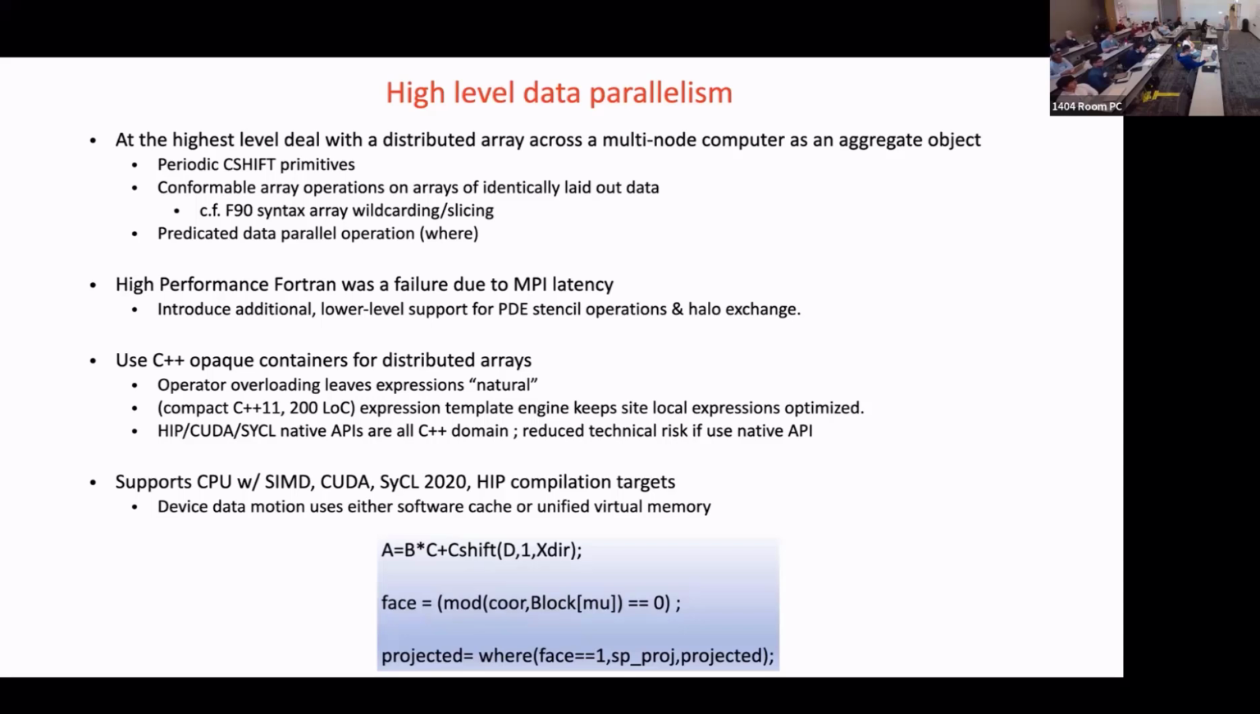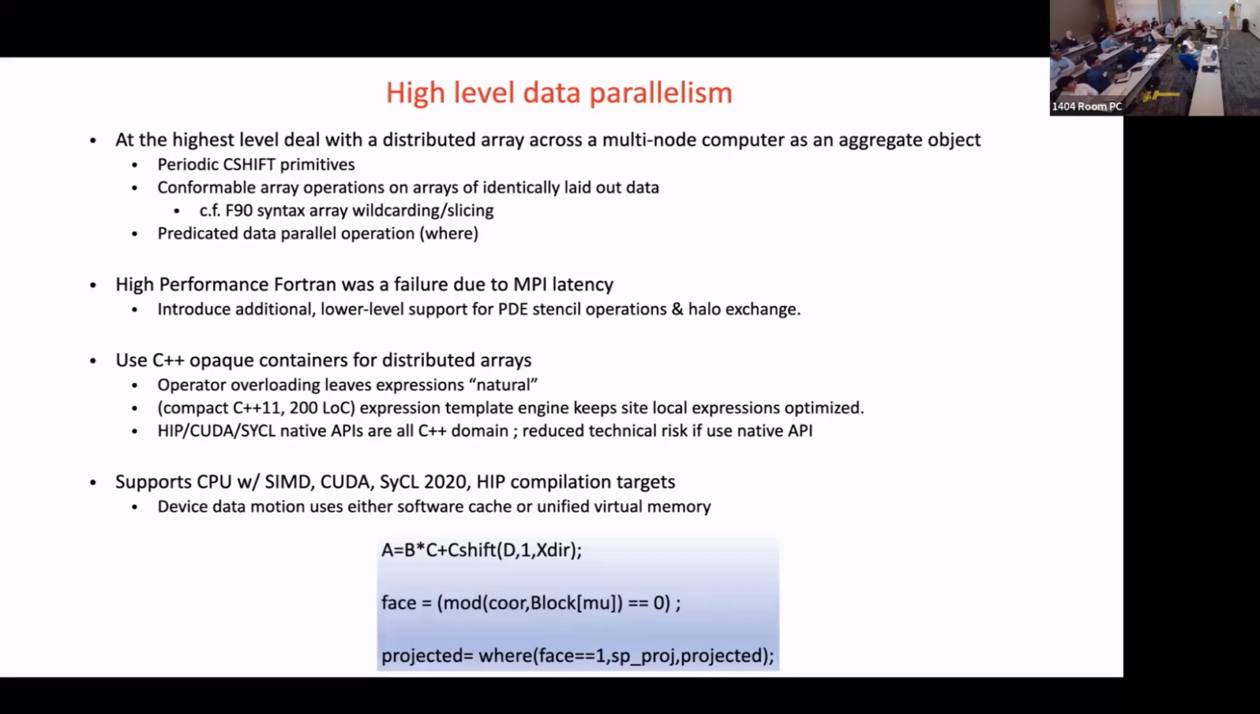Handling the communications for the most part is just saying shift by 1 in the X direction, shift by 2 in the X direction, whatever, etc. We have a where type ternary operator, which allows you to do things like F90 syntax array slicing and wildcarding, or do this in everything when X equals 0, otherwise do nothing, right? This is what we call predicated, or conditional, data parallel execution, and it is how you deal with side-by-side variation in a parallel language.